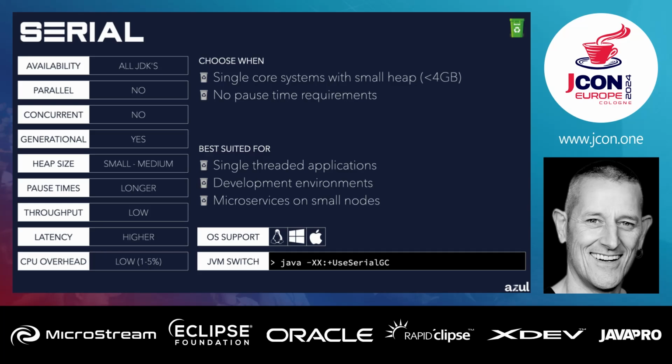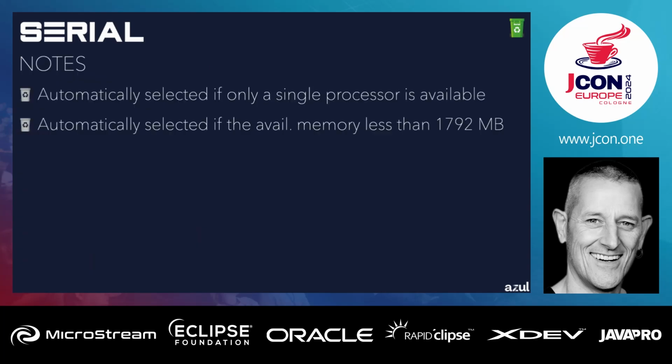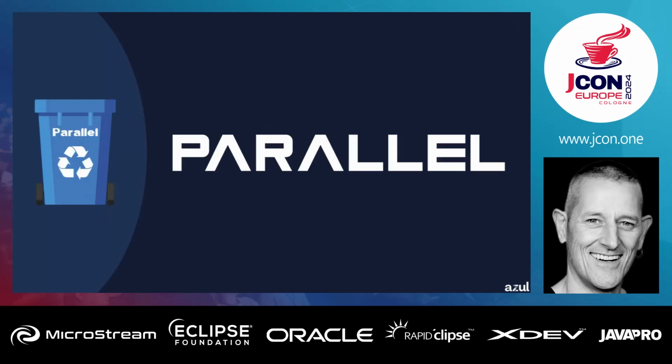So it's best suited for single-threaded systems, development environments, or microservices on very small nodes. You can set it like you see on the lower right, and all the other stuff you find on the left side. It's too much to go through. It's automatically selected on single processor systems, and if the memory is less than 1.8 gigabytes, then you will get this collector automatically. Okay.